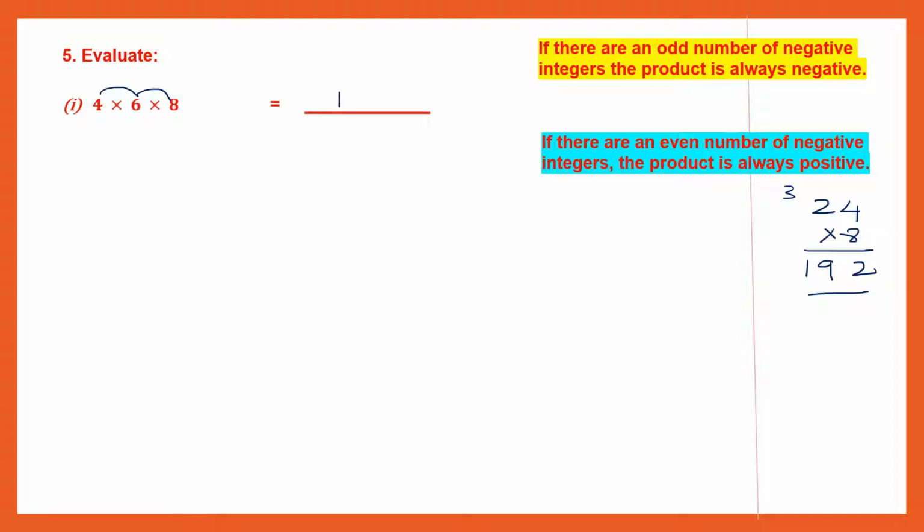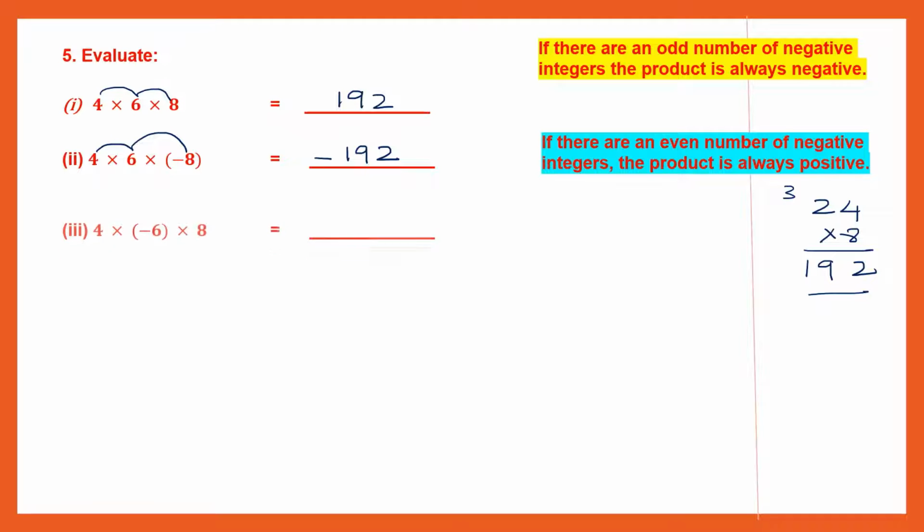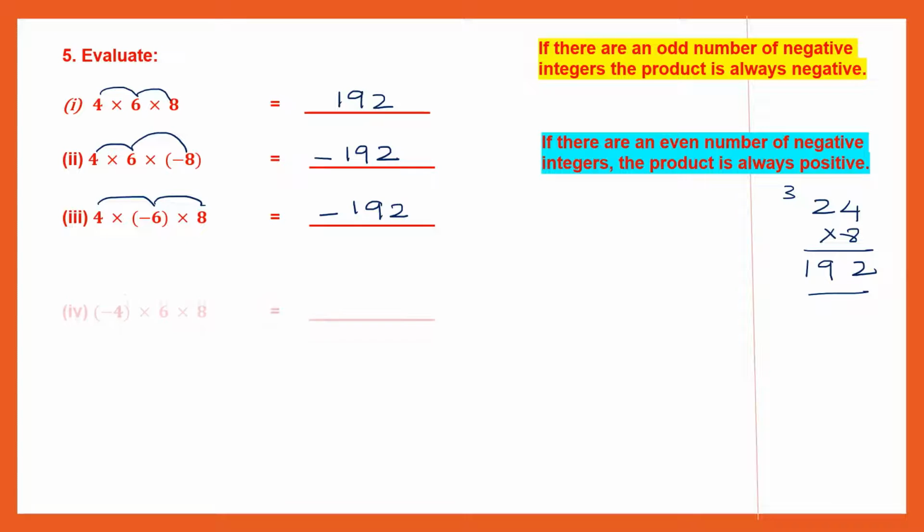We have 192. Question 2. Here we have one negative integer. 1 is an odd number. That means our answer will have a negative sign. It's negative. Now 4 sixes are 24. 24 into 8 we already did and got 192. Next one. Here look out for the negative integers. We have 1. 1 is an odd number. So our answer will have a minus sign. So 4 into 6 into 8 is 192. So the answer is minus 192.